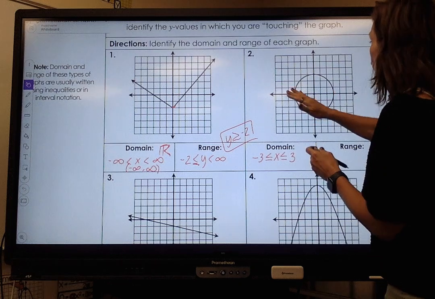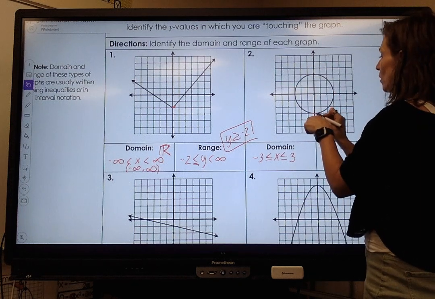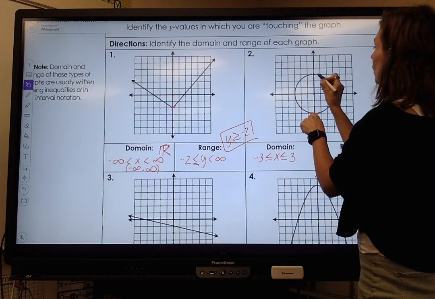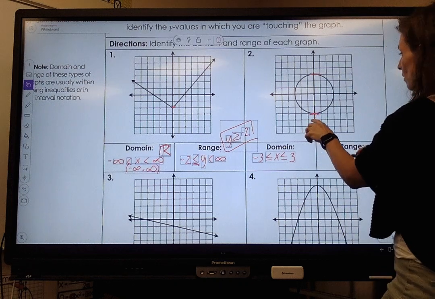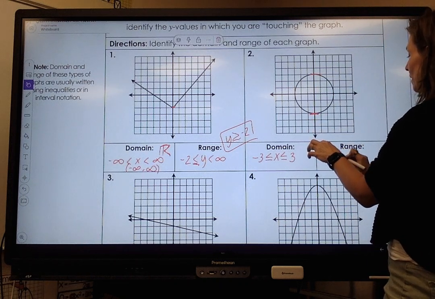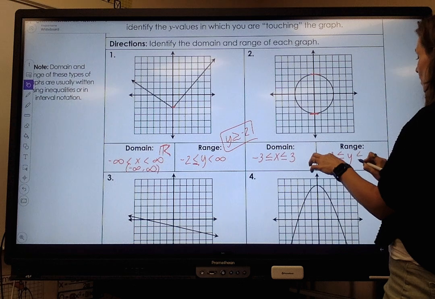All right, let's look at our range. How far down does it go? It goes to -3, and it goes up to +3. So my range is going to be -3 is less than or equal to y, which is less than or equal to +3.